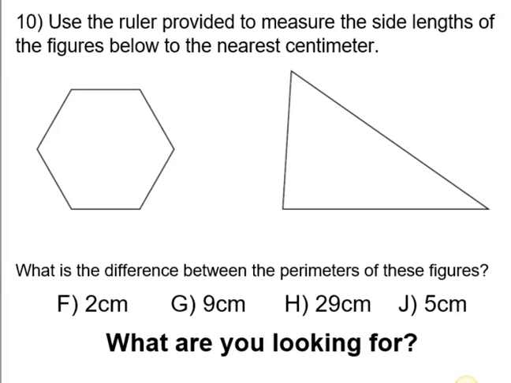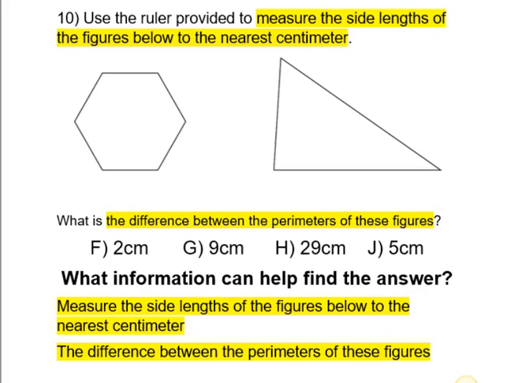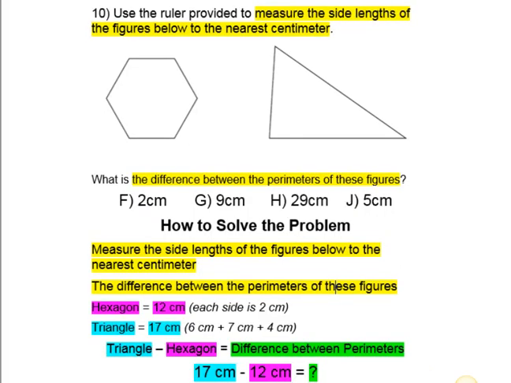What are we looking for? We are looking for the difference between the perimeters of the hexagon and also the triangle. What information can help us find the answer? We first must measure the side lengths of the figures to the nearest centimeter. And then also we must find the difference, which means we need to subtract. So how do we solve this problem?